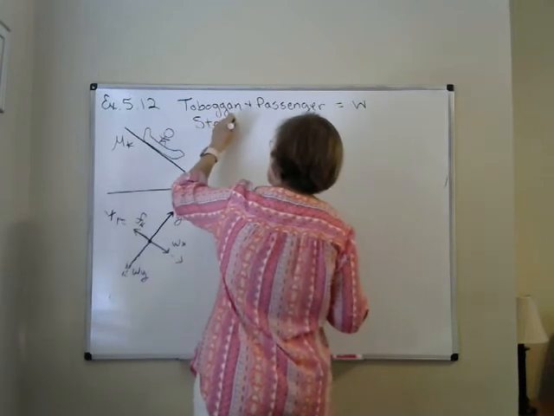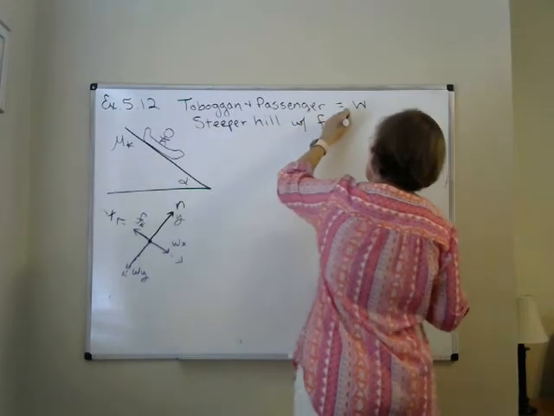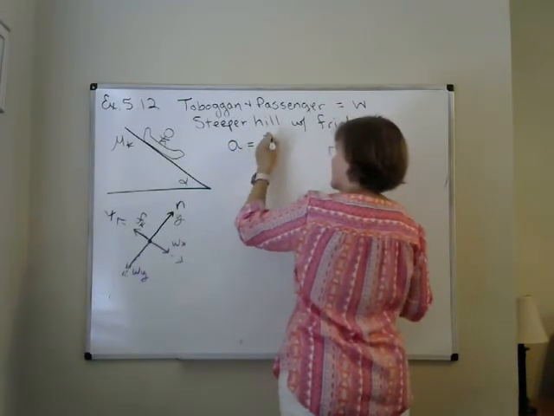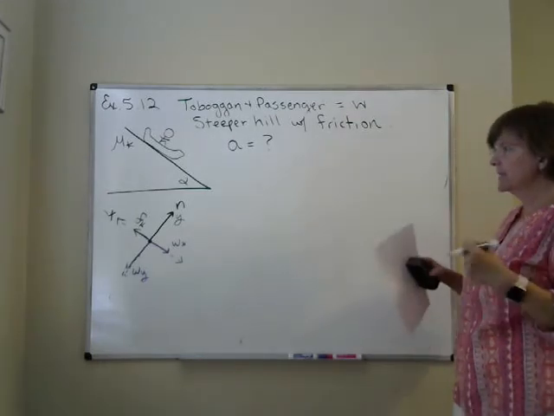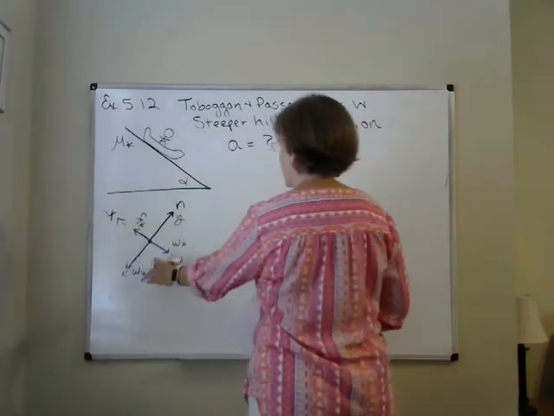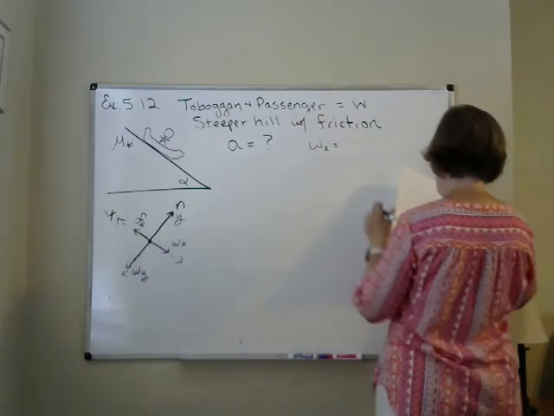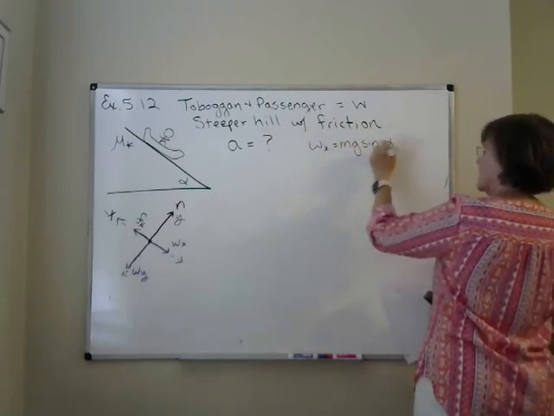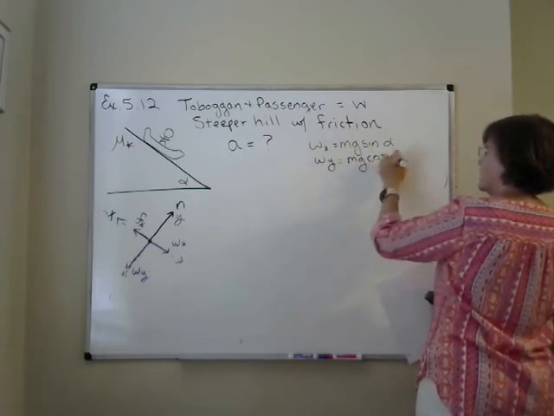We have a steeper hill with friction, and we're asked to find the acceleration. So we're not at the angle that gives us a constant velocity anymore. We're at a steeper angle than that, but our picture hasn't really changed. We know Wx was mg sine alpha. We know that Wy was mg cosine alpha.